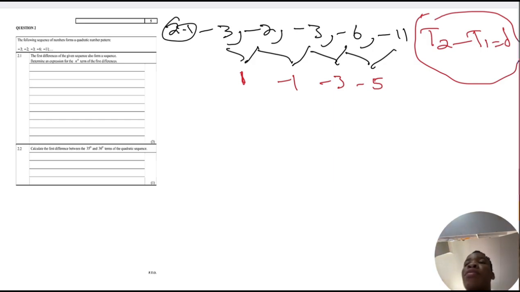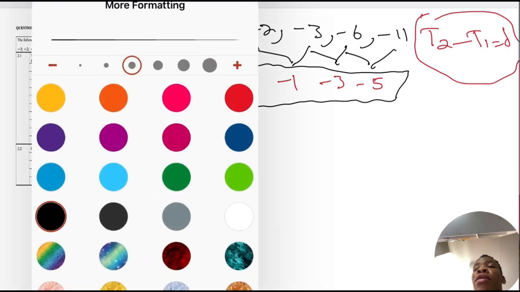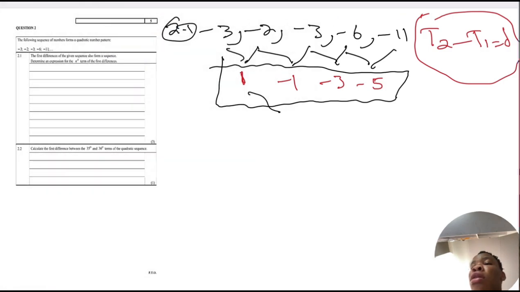Then they are saying this is another sequence, so we must find the nth term of this sequence. So we must now first find the common difference. So still we are using T2 minus T1. We have negative 2, negative 2, negative 2.